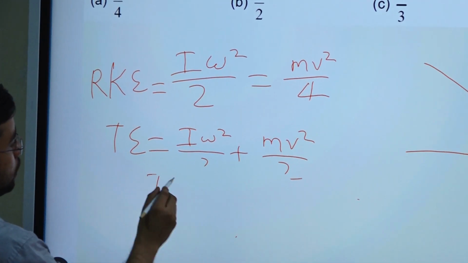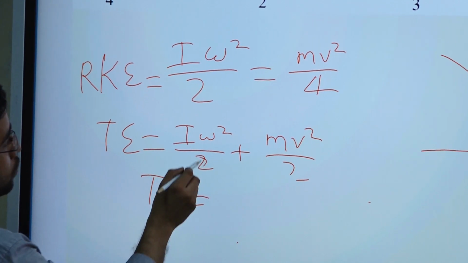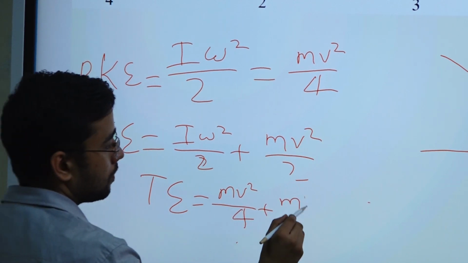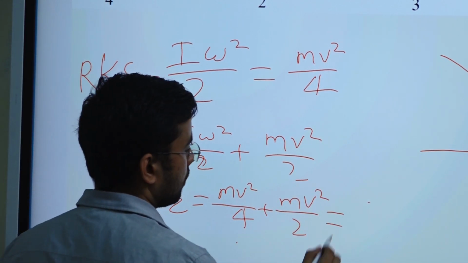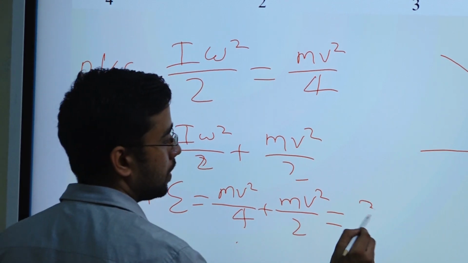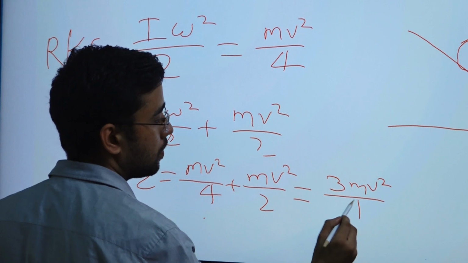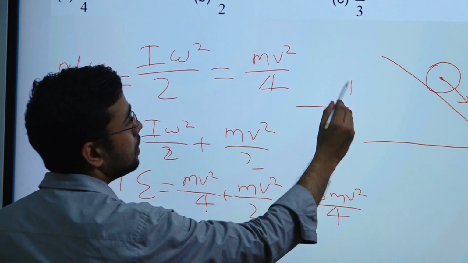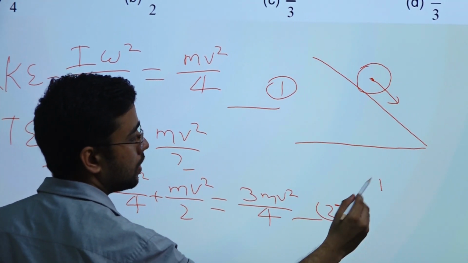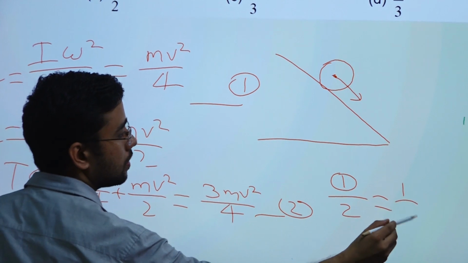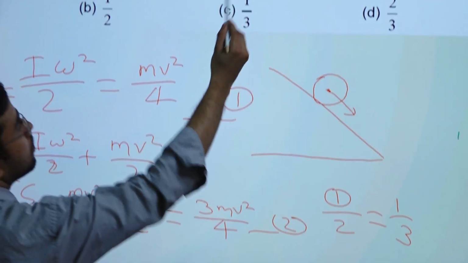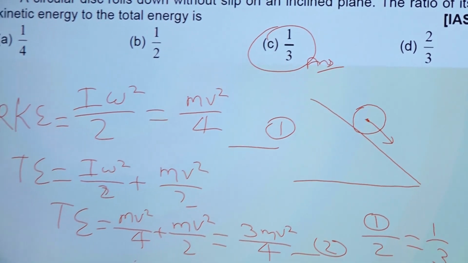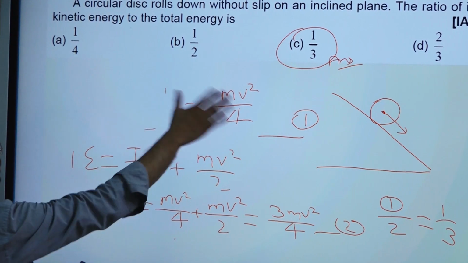And total energy will become I omega square by 2, which is the same, plus mv square by 4, right? So we have to just divide this. This is equation 1, this is equation 2. 1 divided by 3, so the answer will be C, 1 by 3. So that's an easy question, right? Let us move to the next question now.